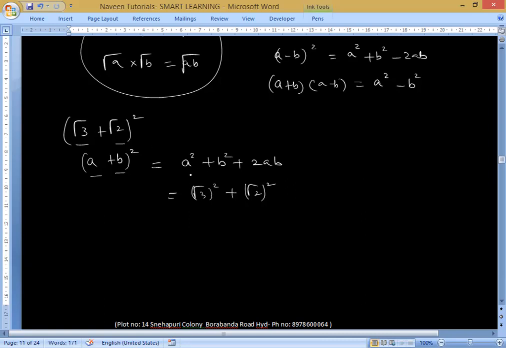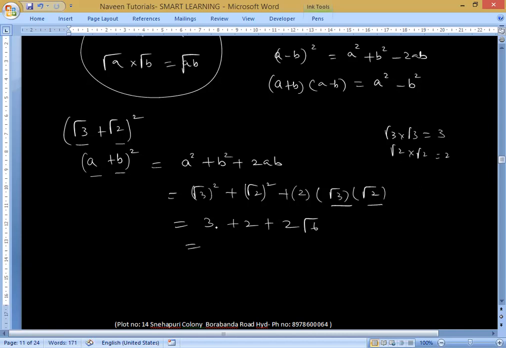I'm substituting the value of a as root 3 square, the value of b as root 2 square, plus 2 times a, root 3, and b, root 2. Root 3 square means root 3 into root 3, which is 3. Root 2 square, root 2 into root 2, is 2. So plus 2 into root 3 into root 2, which is root 6. So 3 plus 2 is 5. 5 plus 2 root 6. Right?